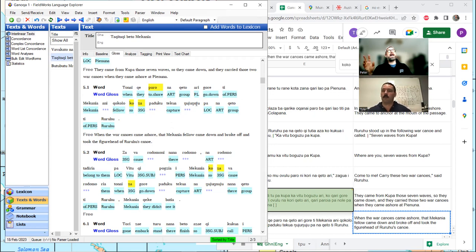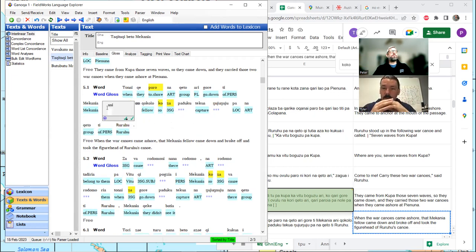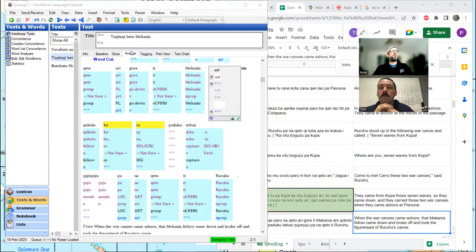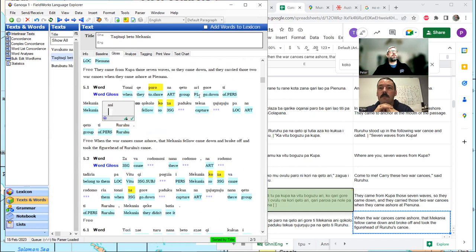Mekania. They have a palatal nasal, which was written as NY in other stories, but it could be that some people write it as NI. So we've got to keep our eyes on that. Ani, we know, means some kind of that type thing, a distal or something. Did we ever gloss ani? No, but we have a distal or something.